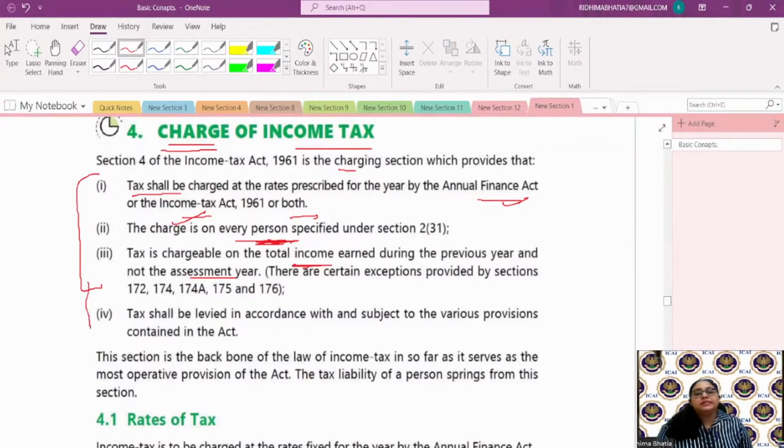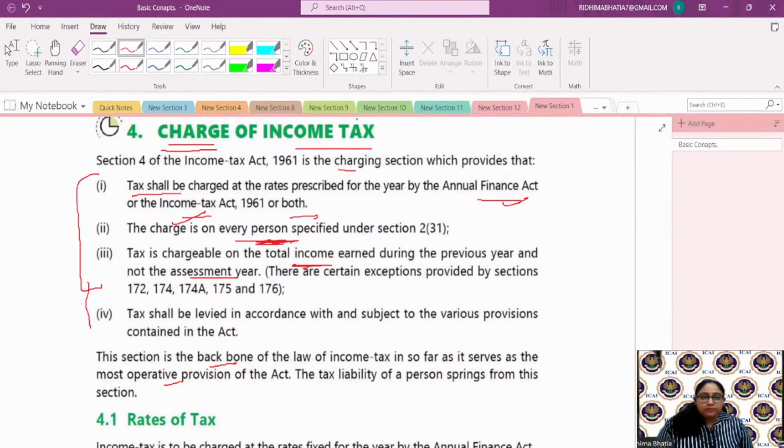And obviously, tax shall be levied in accordance with and subject to the various provisions contained in the Act. So, can I say this is the backbone? This in section 4 is the backbone of the entire income tax because it serves the most operative provision, in the sense it gives the right to charge the tax. Correct? Right.